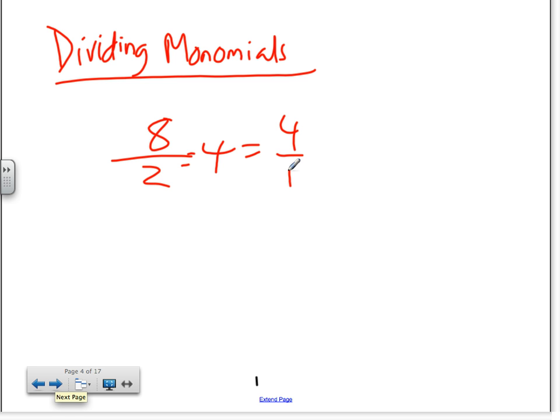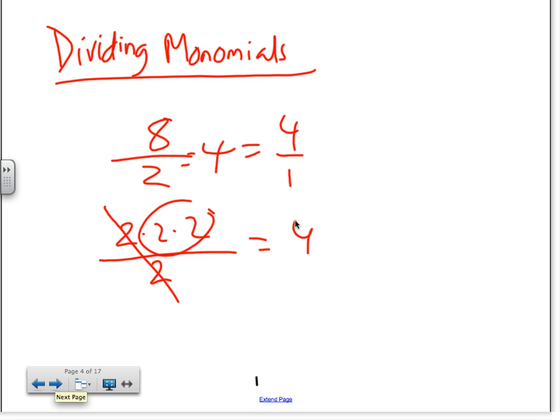Now, I want you to use the same strategy to solve this. Watch what happened. 8. Can we break down 8? Yeah. 2 cubed. Or 2 times 2 times 2? 2 is right here, right? Isn't that 8 divided by 2? Watch what happened. I realized that, hey, I can actually cancel something because the top and bottom look exactly the same. If I cancel one, what's left over?